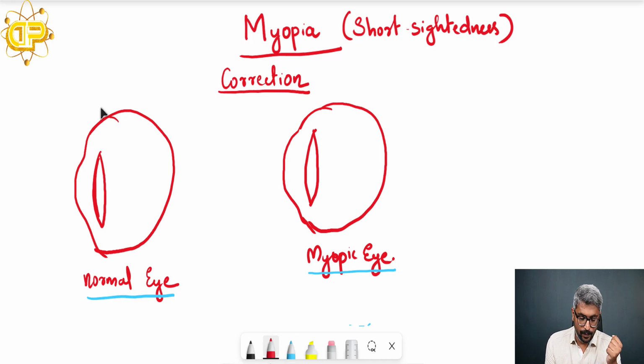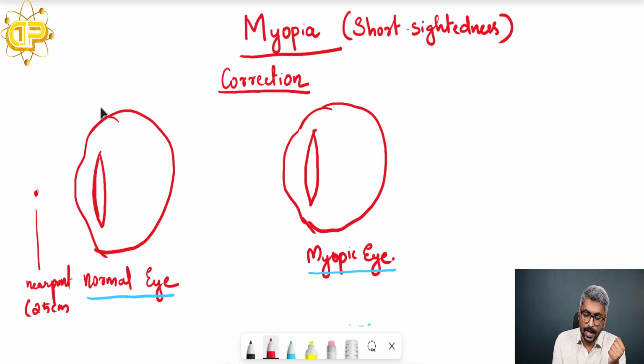Now, for a normal person the near point will be somewhere here, that is, the near point is 25 centimeters, and for a myopic person also the near point won't change. Why? Because he can also see objects near to the eyes. For a myopic eye also the near point is 25 centimeters. The issue is the far point in the case of myopia.